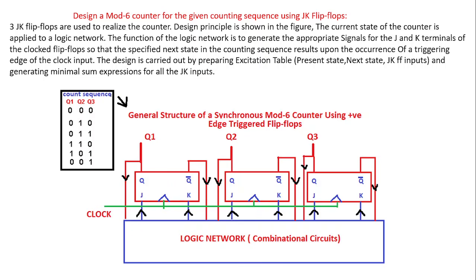So in the last lecture, we demonstrated how the designing of asynchronous counters can be done with a systematic procedure. We designed a mod 6 counter for the given sequence. The sequence had 6 states. We used 3 JK flip-flops, and the circuit we designed comprises a logic network which drives the JK inputs in such a way that the required states will be available at the output of the flip-flops.